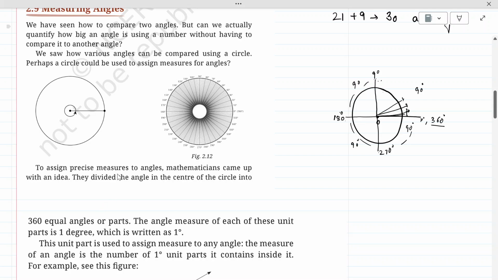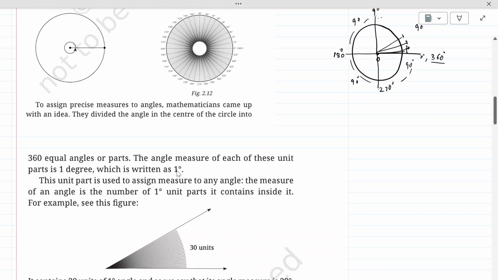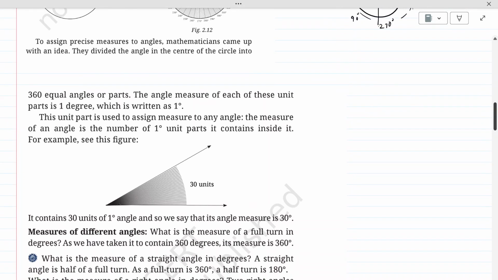Okay, to assign precise measures to angles, mathematicians came up with an idea. They divided the angle in the center of a circle into 360 equal angles or parts. So we can say this whole circle has 360 degrees. Like this, we have seen 1 degree, 1 degree, and so it goes on, it completes 360 degree angles.